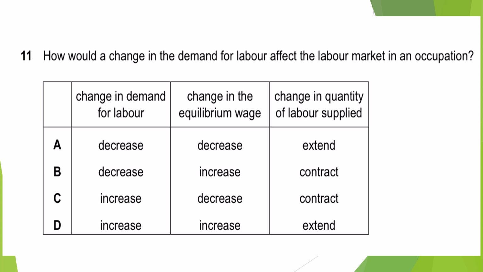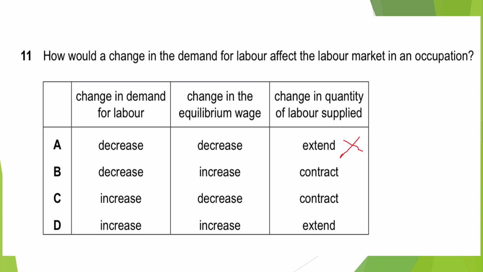Change in demand for labor. If the labor demand decreases, then the equilibrium wages are going to decrease. Change in the quantity of the labor supplied. As the wages decrease, supply is also going to decrease because labor would not be willing to work on the lower wages, right? No, so A is not the answer.